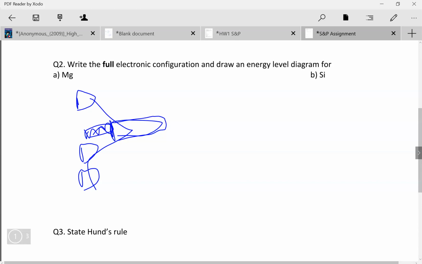Silicon, after the 3s2, it has a 3p2 as well. So that's the last one for silicon.